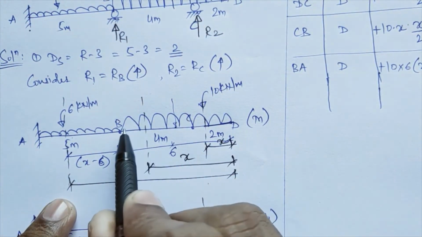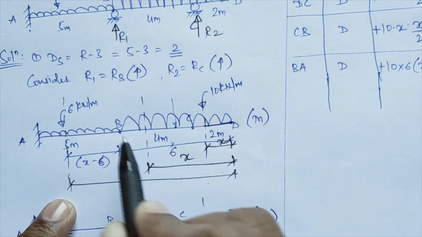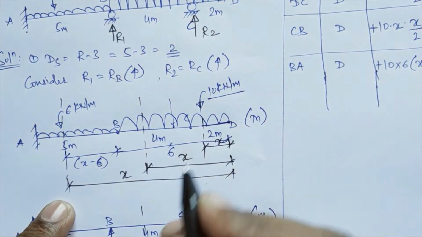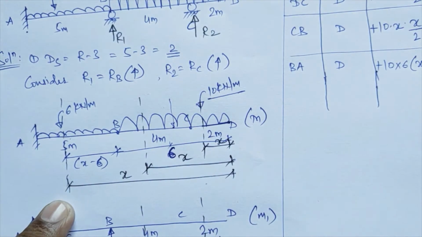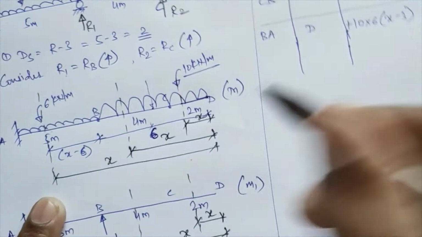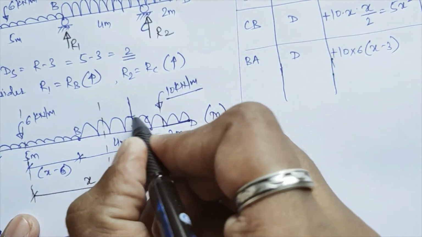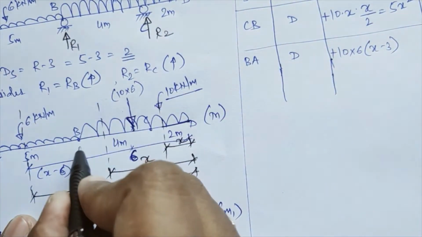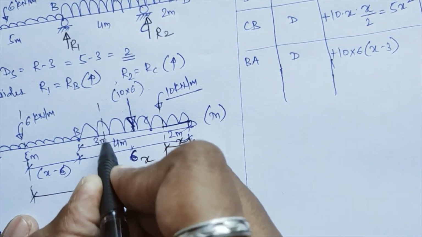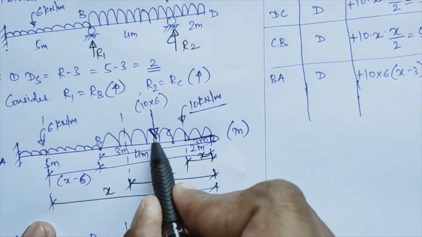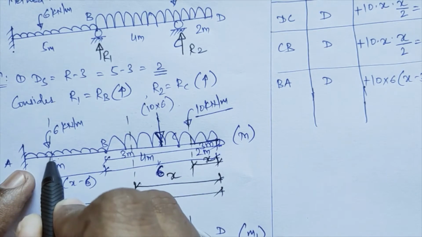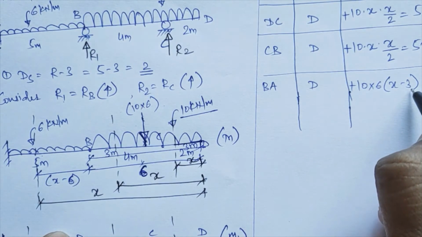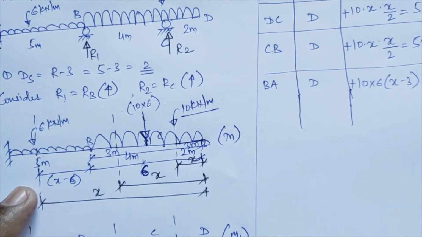So moment of this UDL, first we'll convert it into force intensity. How will it convert? UDL intensity multiplied by its acting length. So UDL intensity is 10 and its acting length is total 6 meters over here. So that comes 10 into 6, and this will act at the half of this 6, that is at a distance 3 meter and 3 meter over here. So the lever arm of this converted force up to this section will come equal to x minus 3. So 10 into 6 into x minus 3 will be your moment coming to this section over there.